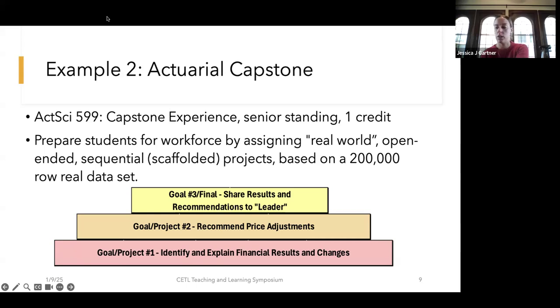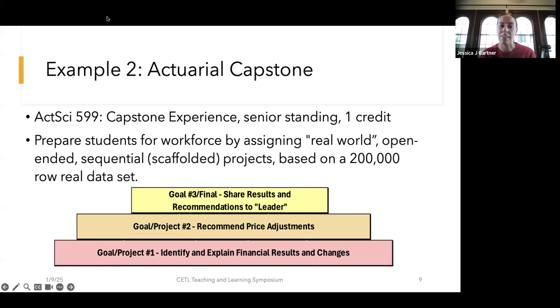And this real world project is really something that most entry level actuaries would see shortly after graduating at some point in their career, regardless of industry that they go into. This is something that they definitely will see. So this project that we wanted to assign, very simply, is just analyzing a really large data set. And this data set that we have is a 200,000 row-ish data set in Excel. And it's a real data set that I got from an insurance company.